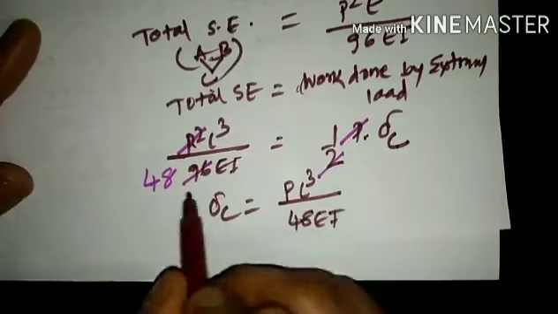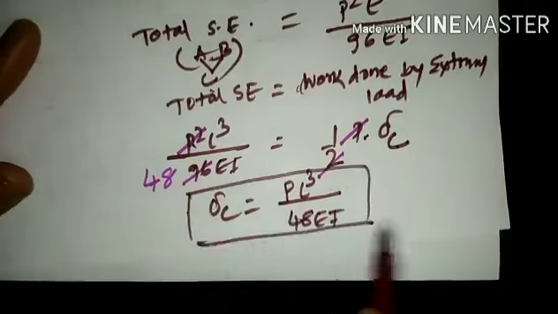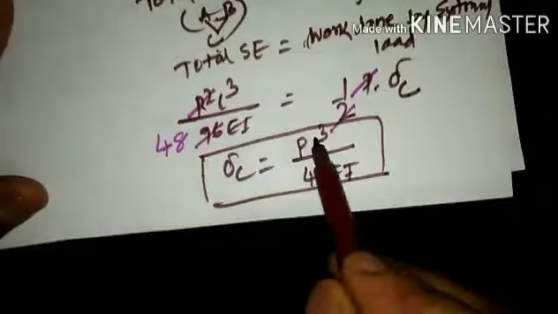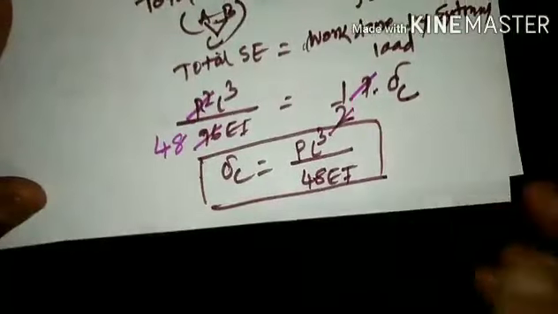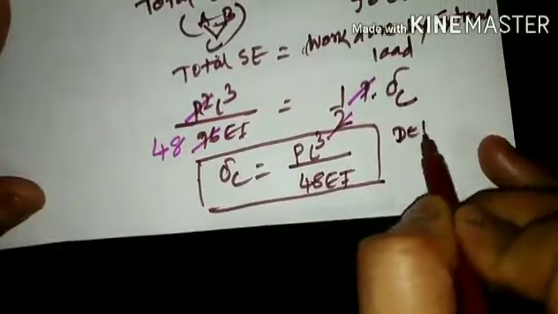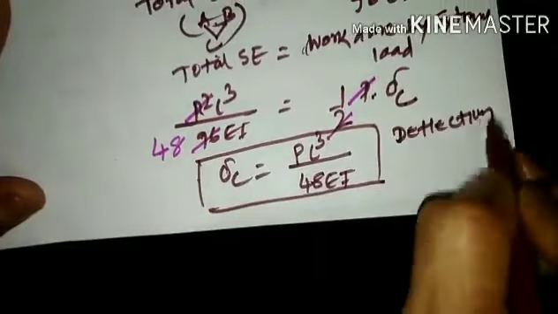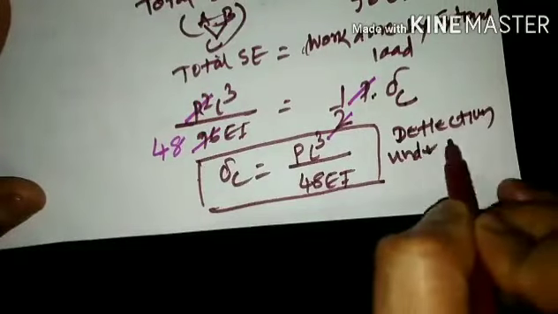So this is the deflection under the load. What the statement says is, deflection under the load, that is PL cube divided by 48 EI, is a deflection under the load.